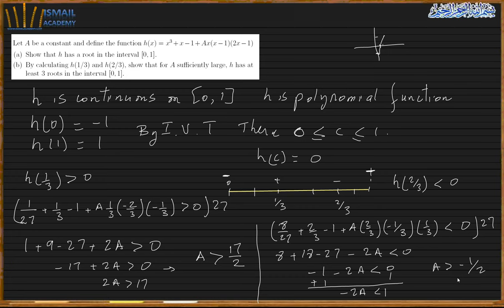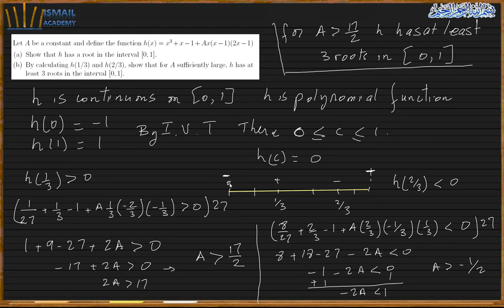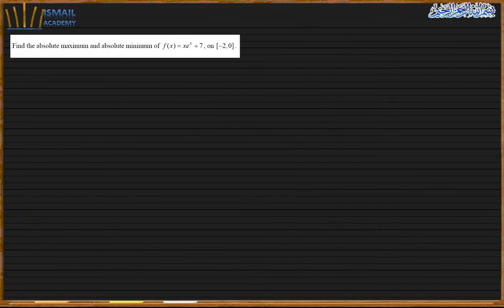So I need to have the greatest value, that means of course 17 over 2 is greater than negative half. So if I pick a greater than 17 over 2, I will have at least 3 roots between 0 and 1. So for a greater than 17 over 2, h has at least 3 roots in the interval (0, 1).